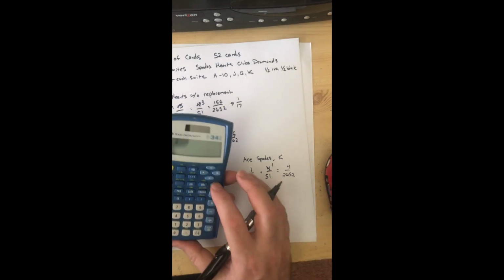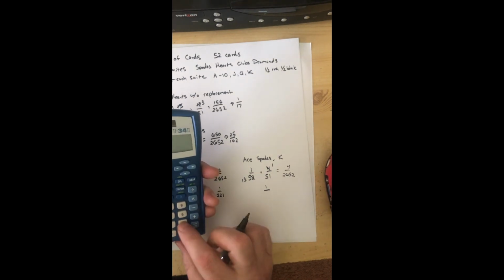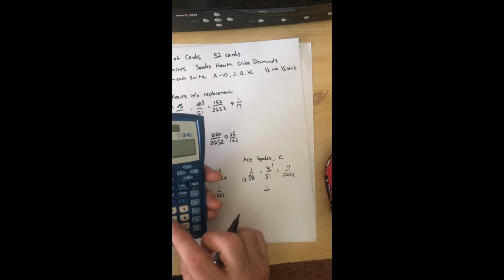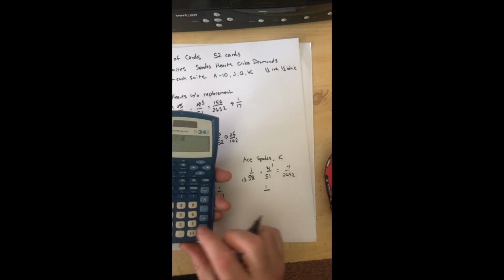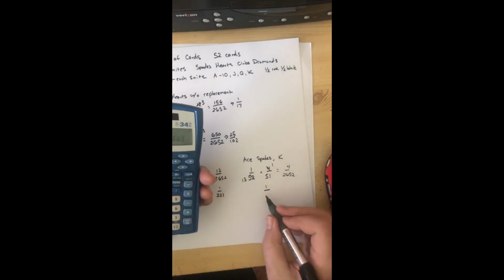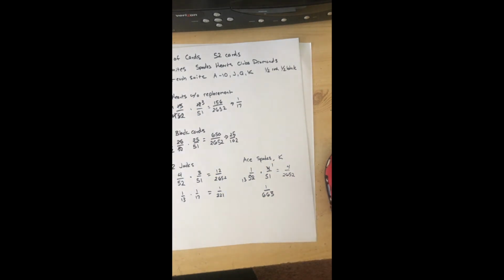663? Let's see if I'm right. 13 times 51 equals 663. Is that what I said? I don't know. There we go. That is that one. I forgot to even tell you to pause. Hopefully you were doing it because you're smarter than I am. Not used to it. Here you go.